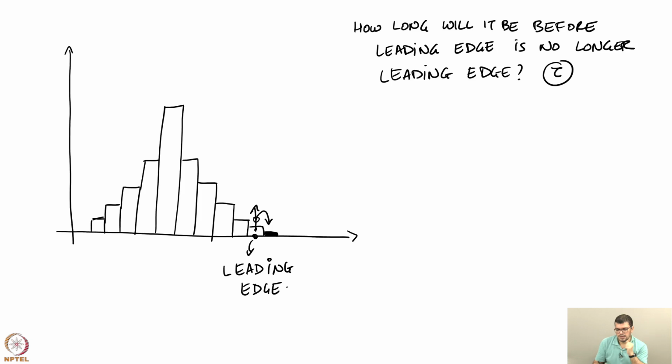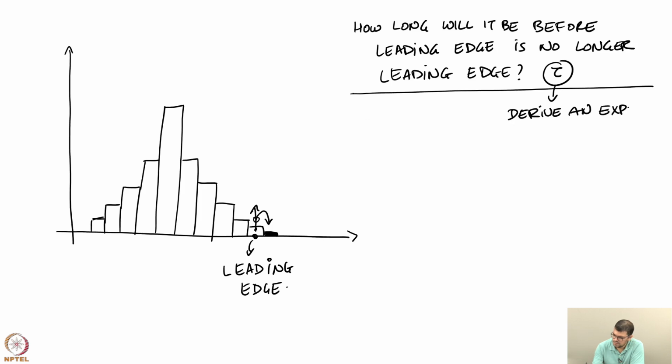So, this is tau. But in this exercise we are going to see if we can derive an expression for this tau time. So, we are going to derive an expression for tau. Okay. So, the first question, in the leading edge how many individuals are there as of this moment?